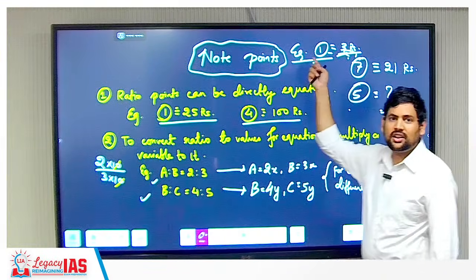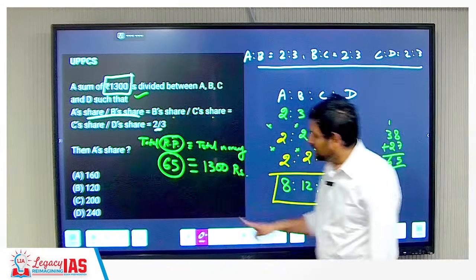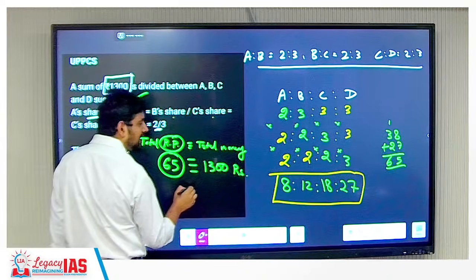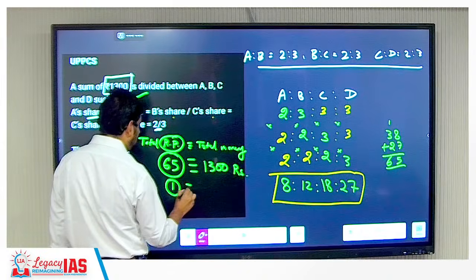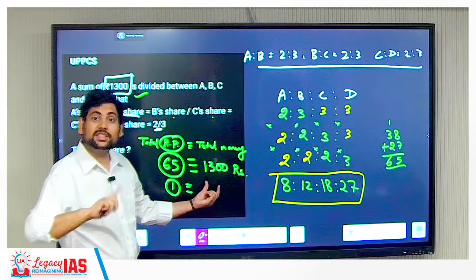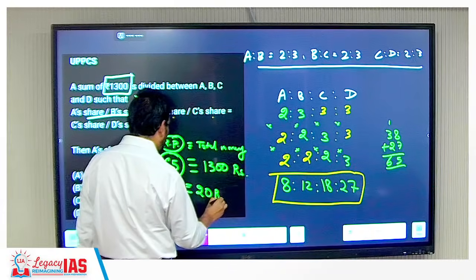Now as we did in the earlier example, where 7 ratio points was 21, we calculate 1 ratio point, and from that we calculate whatever is asked. So now 65 ratio points is 1300 rupees. Then I just divide it. Can you see the division? Then 1 ratio point will be equivalent to what? 1300 by 65. 65 20s are 1300. So 1 ratio point is equal to 20 rupees.